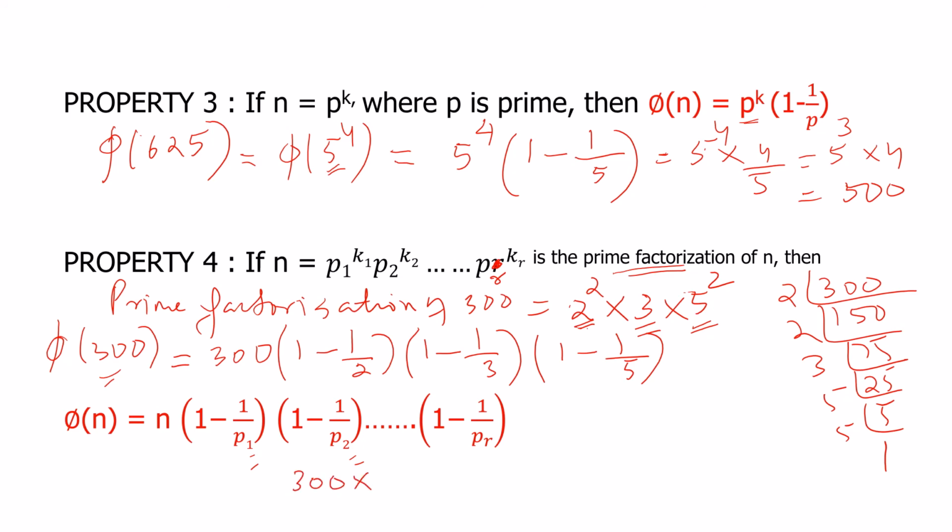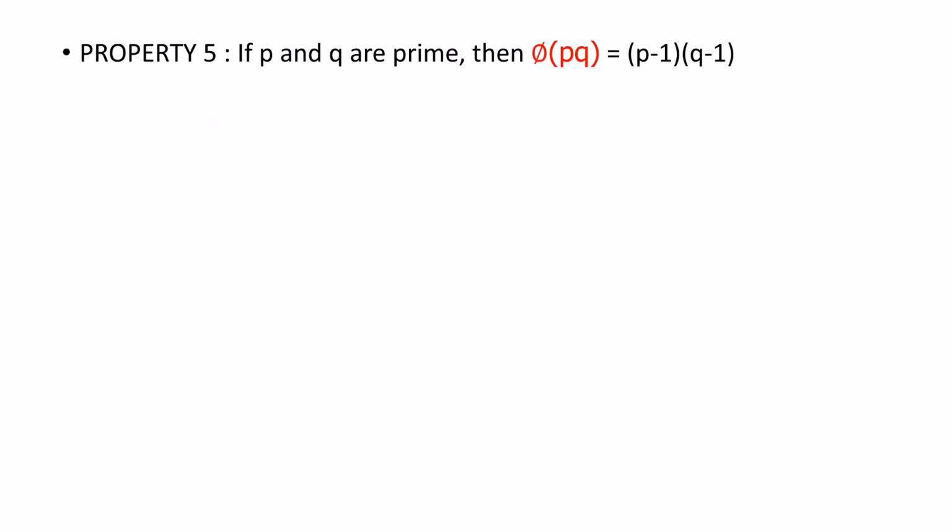300 into 1 minus 1 by 2 is 1 by 2. Again, 1 minus 1 by 3 is 2 by 3. And 1 minus 1 by 5 is 4 by 5. So we can do all the simplification. 5 and this will be 60. Then 3 and this will be 20. And 20 into 4 will give you 80. That's it. Now the fifth property.